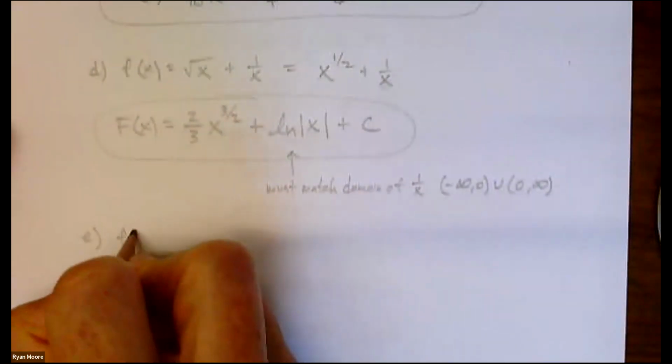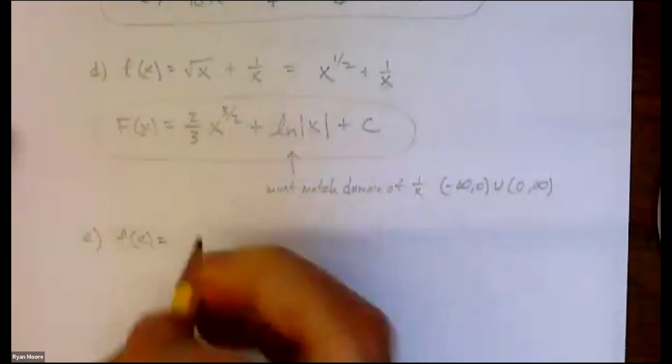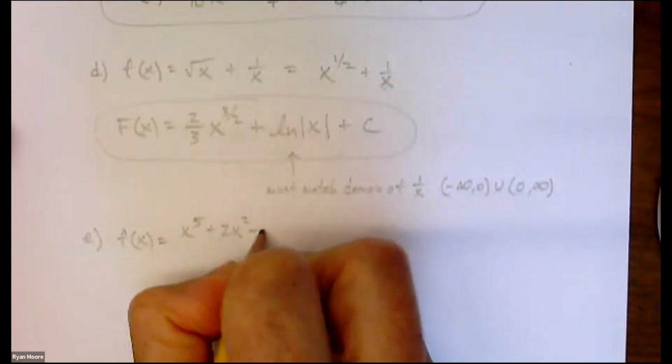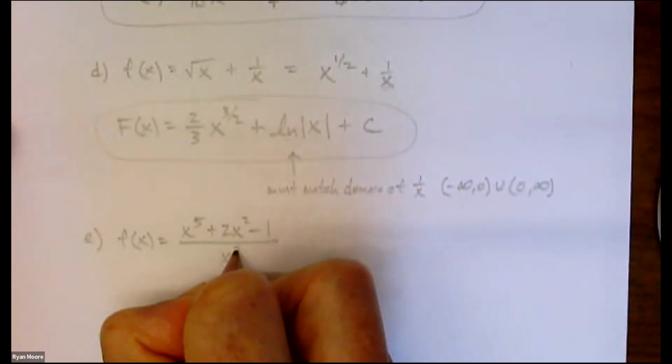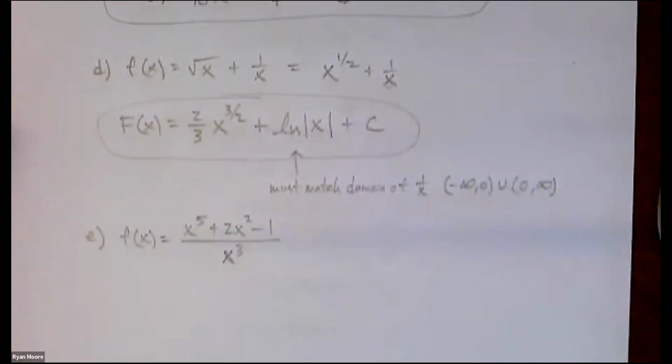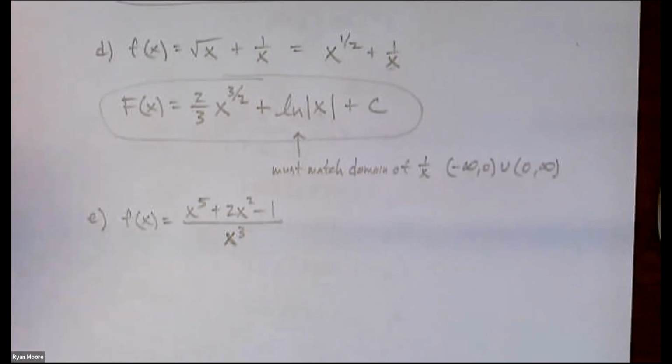Part E, we got one more in this list of examples. F of x equals x to the 5th plus 2x squared minus 1 over x cubed. All right, well, you look at that, and maybe your first reaction is like, oh man, I see a big fraction, it's like quotient rule. But we're working backwards. So is there like a backwards quotient rule? No, don't even think about that, that would be impossible. A quotient rule in reverse. It's actually, we're gonna need a different approach for this.